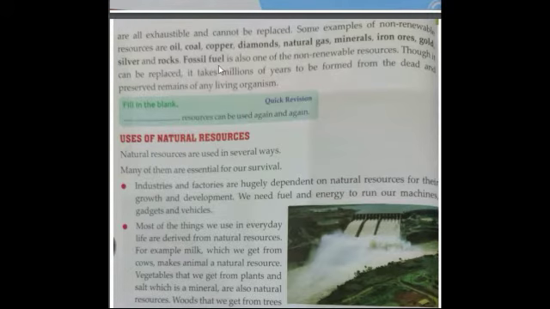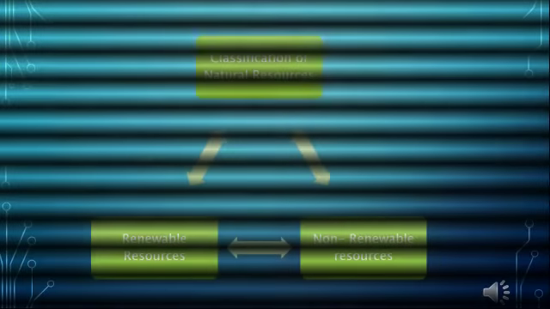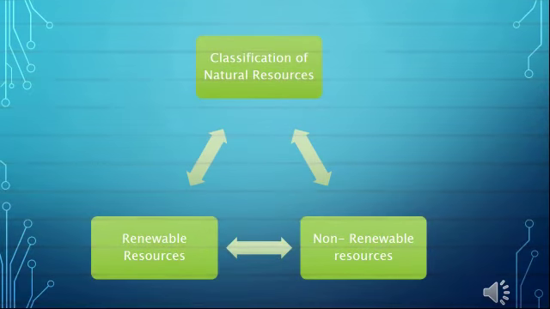Fossil fuel is also one of the non-renewable resources. Though it can be replaced, it takes millions of years to form from the dead and preserved remains of any living organism. Natural resources are further categorized into two groups. First one is renewable resources and second one is non-renewable resources.